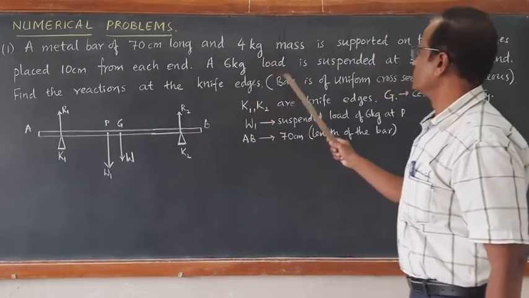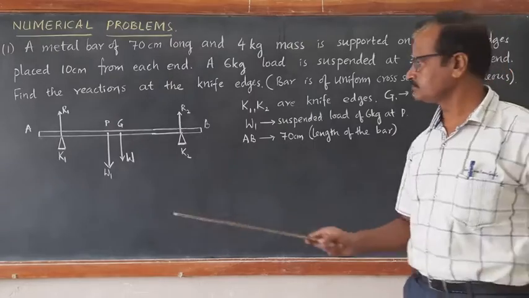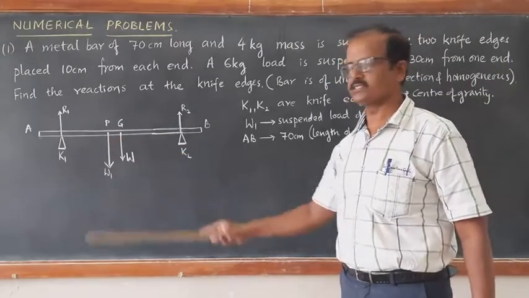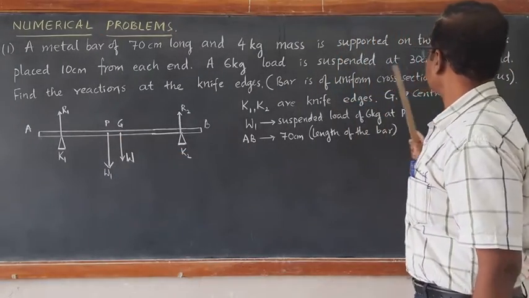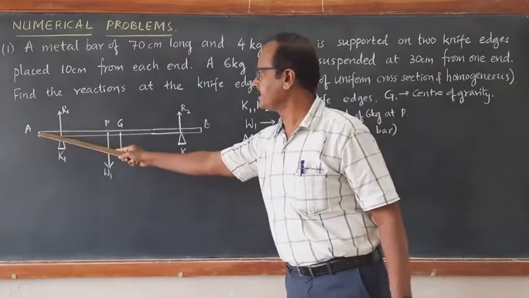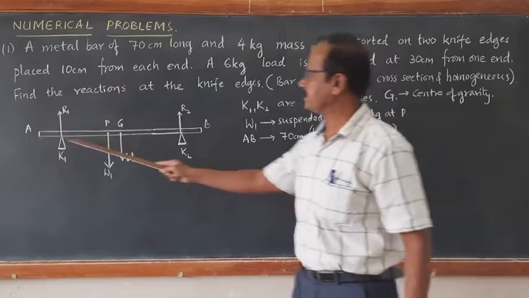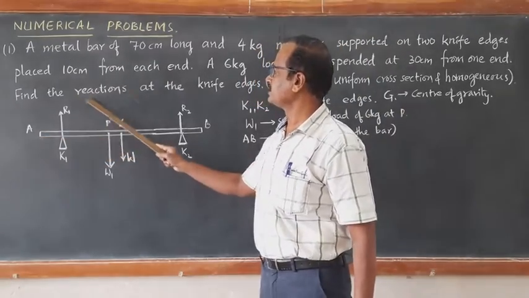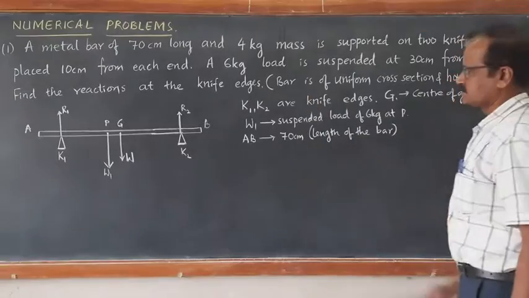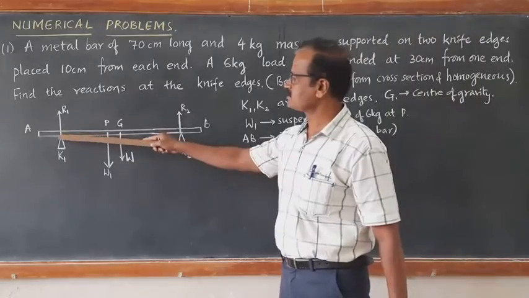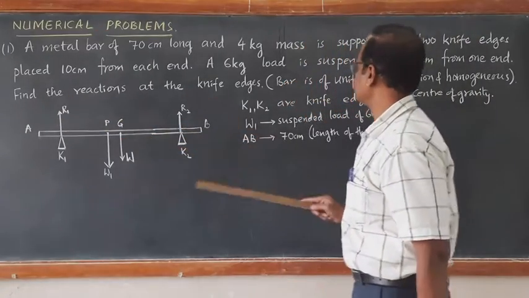A 6 kg load, W1, is suspended at 30 cm from one end, that is end A. Find the reactions at the knife edges. What are these reactions at the knife edges?